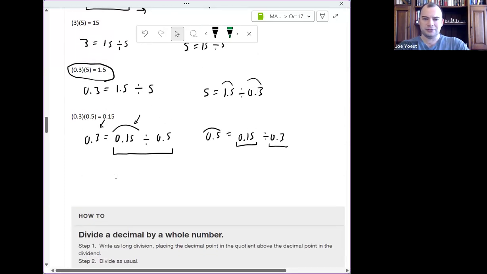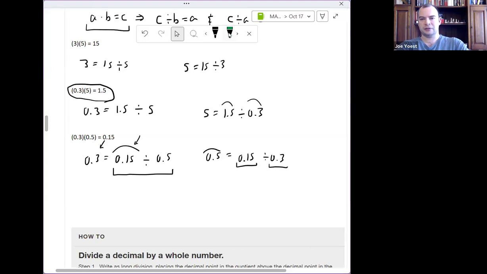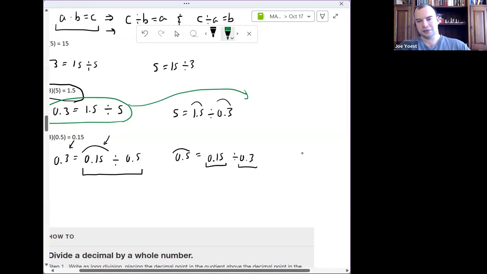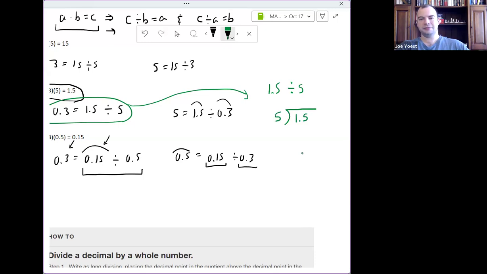So let's actually do one of these. Maybe we'll pick this one to do, come off to the side here. What is 1.5 divided by 5? 1.5 divided by 5. And I say, does 5 go into 1? No, it doesn't. 5 goes into 1 0 times. Does 5 go into 15? Yes, it does. It goes in 3 times.